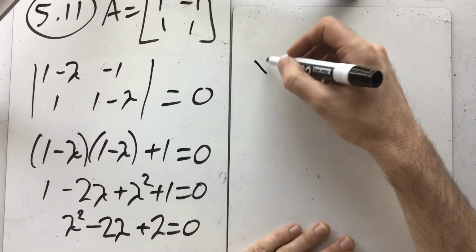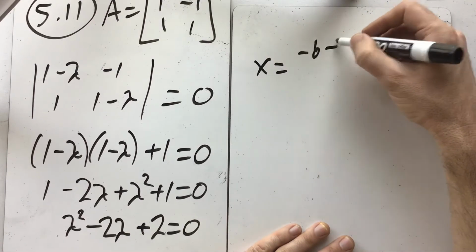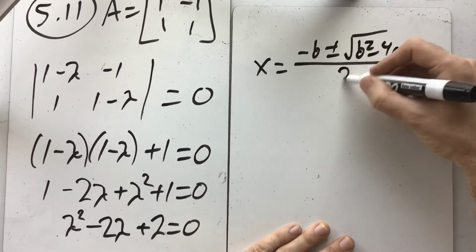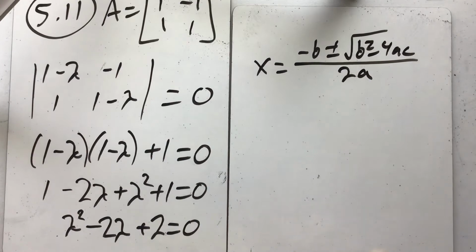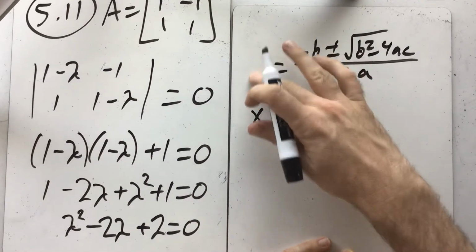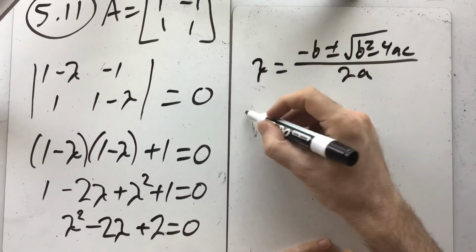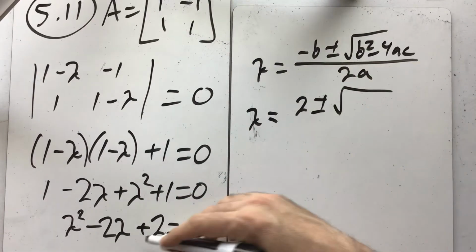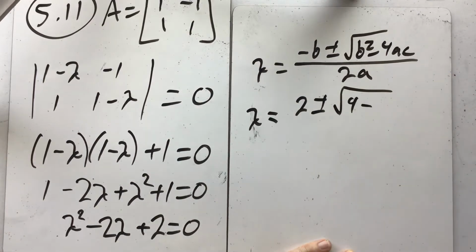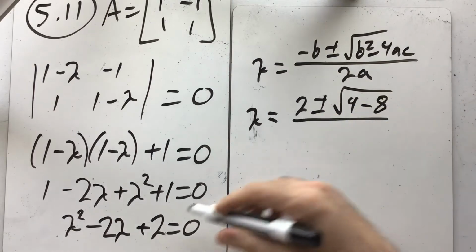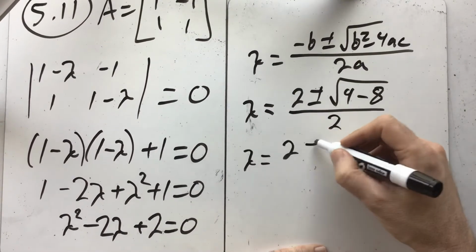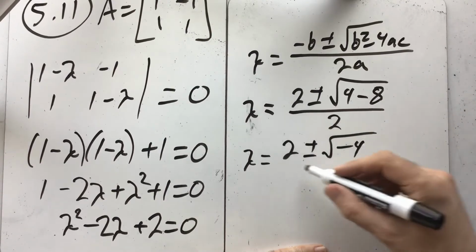So we'll do x equals negative b plus or minus the square root of b squared minus 4ac, all over 2a. And so we'll put this one together. Let's put our numbers in there. I guess it's not x, I guess it's lambda. And so lambda equals a positive 2 plus or minus the square root of 4 minus 4 times 1 times 2, so minus 8, all over 2. And so lambda equals 2 plus or minus the square root of negative 4, over 2.